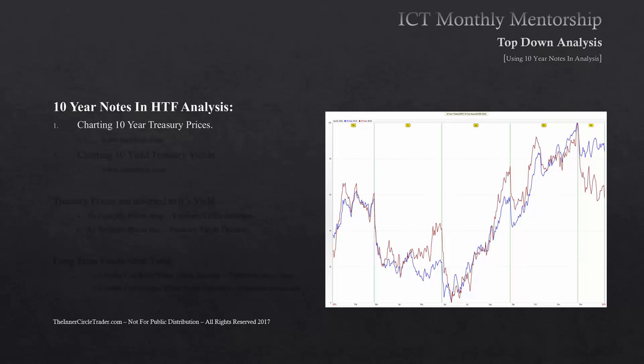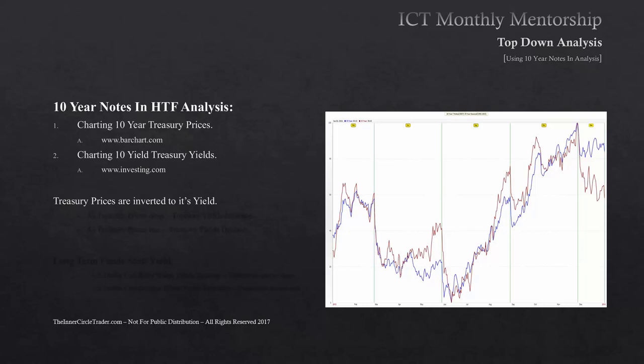Okay, before we get into it, some quick notes for you. When we chart the 10-year Treasury prices or the futures contract, we're going to be using barchart.com. When we chart the 10-year Treasury yields, we'll be using investing.com. Both of these websites are free. And some quick notes for you.